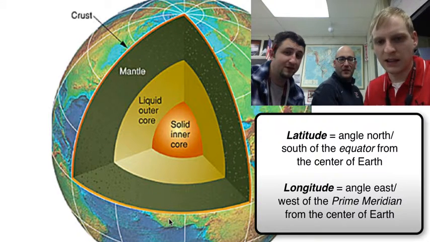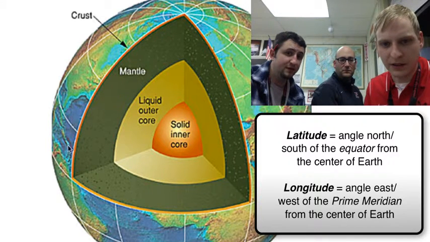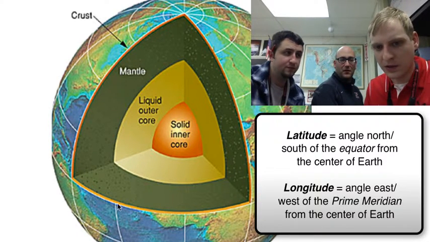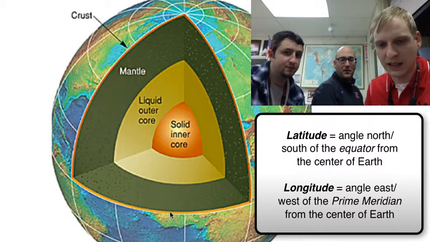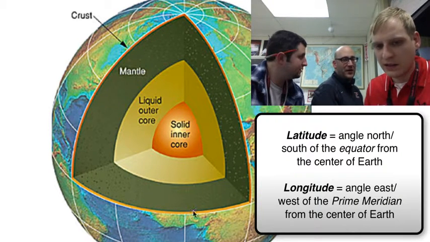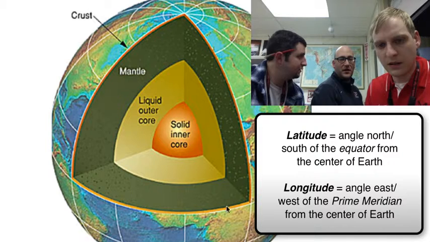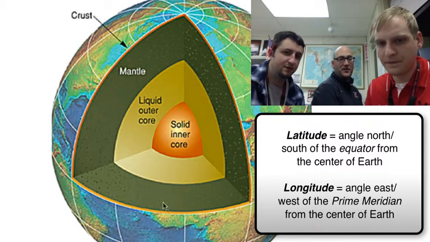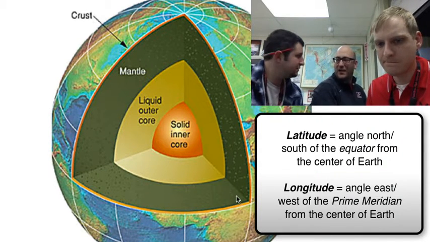Okay. So let's see. Latitude was going up and down here. Longitude, we're going to go this way. We're going to go side to side. So is there anything in common though with latitude and longitude? I mean, I know it's an angle. They're both angles, right? But do we have anything that kind of ties them together?